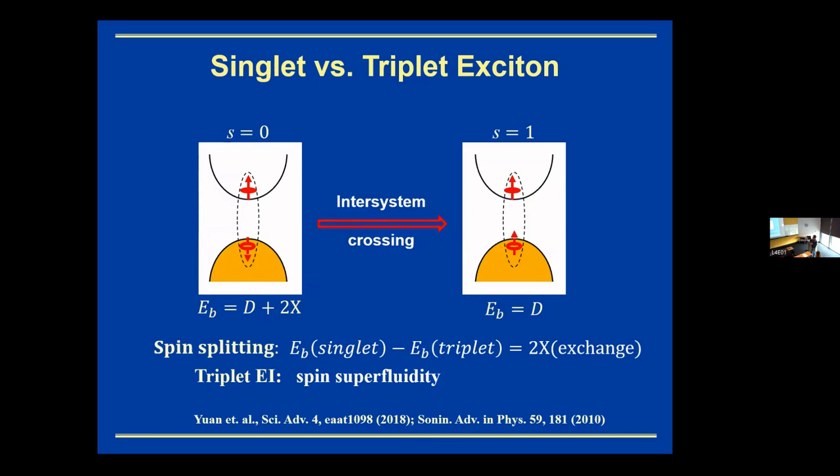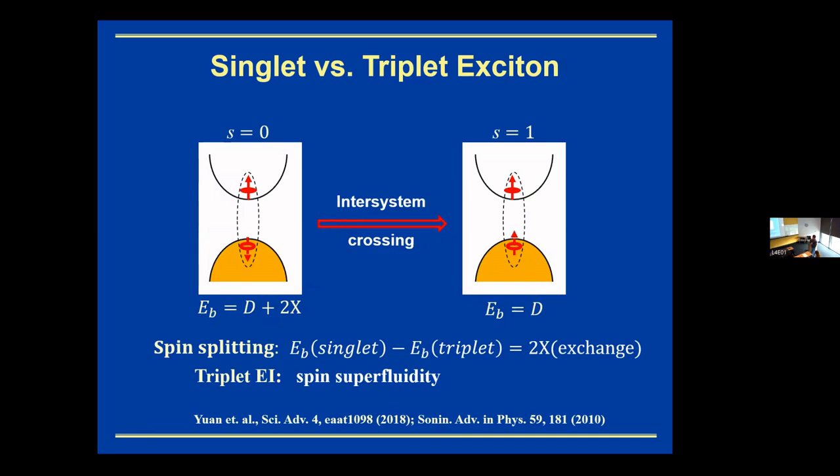Basically, if we consider the spin of electrons and holes, then you can have singlet versus triplet excitons. If the hole and electron have opposite spin, then the total spin is 0, and we call it singlet. Or they are lying in the same direction, spin 1, and we call it the triplet state.